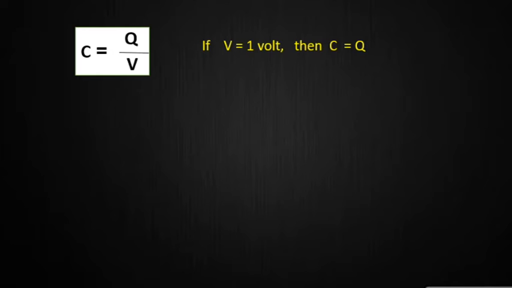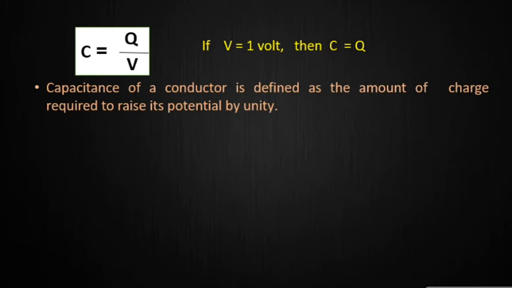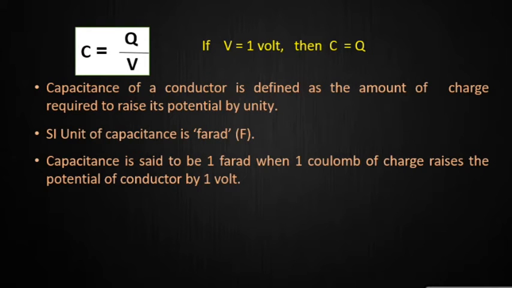If potential is equal to 1 volt, then C is equal to Q. Thus, capacitance of a conductor is numerically equal to the charge required to raise its potential by 1 volt. The SI unit of capacitance is farad. 1 farad is equal to 1 coulomb per 1 volt, or capacitance of a conductor is said to be 1 farad when 1 coulomb of charge raises the potential of conductor by 1 volt.